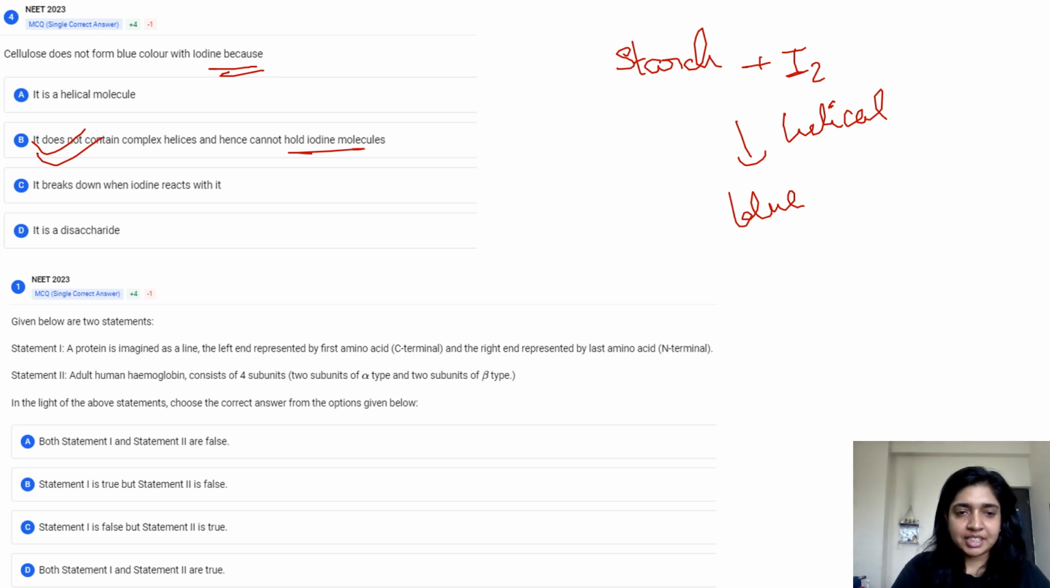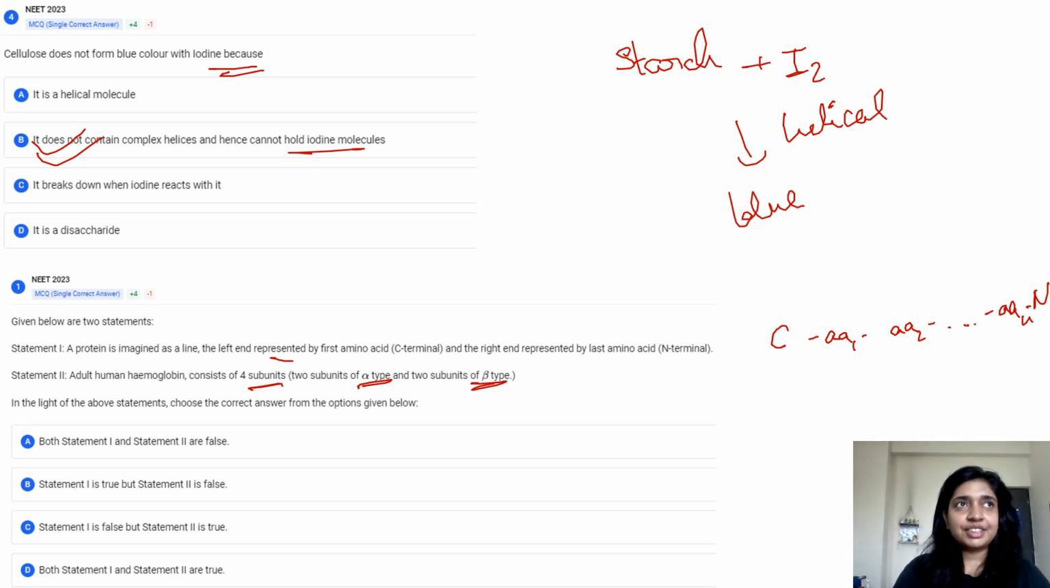Then given below are two statements. A protein is imagined as a line, the left end represented by first amino acid. So it is saying that the left end starts with C, then amino acid 1, then amino acid 2, then so on, then amino acid N, and then N terminal. And the second statement is saying adult human hemoglobin consists of 4 subunits, 2 alpha and 2 beta.